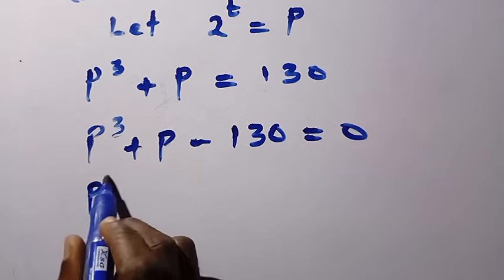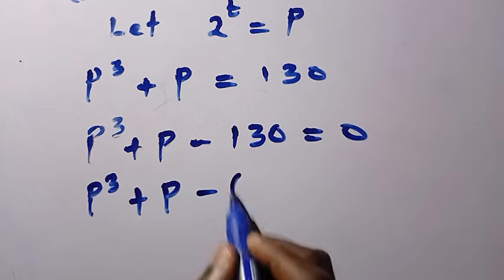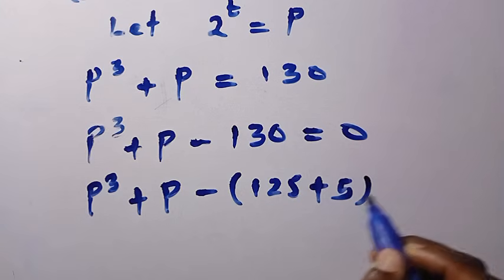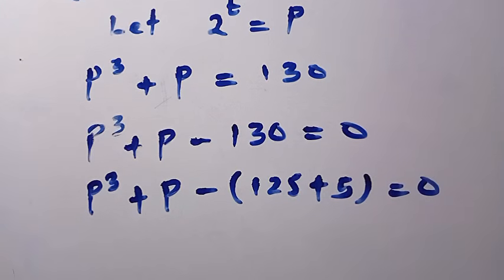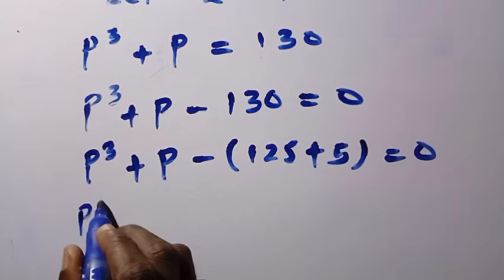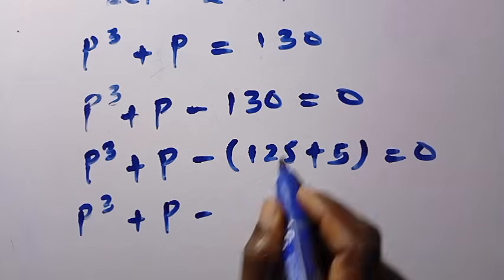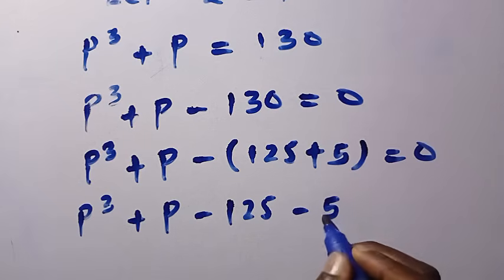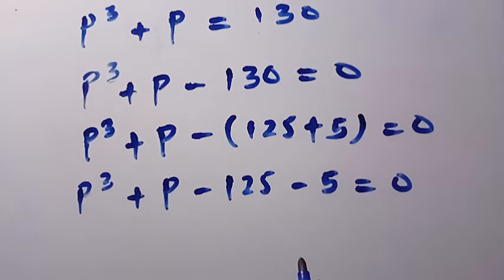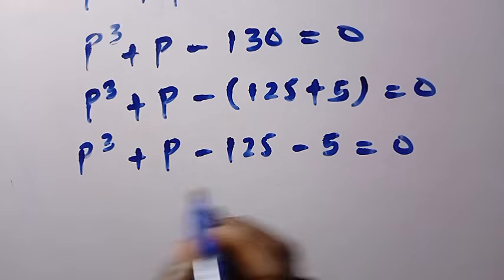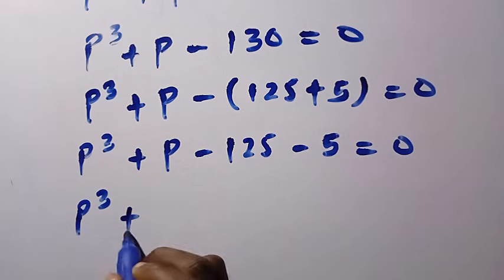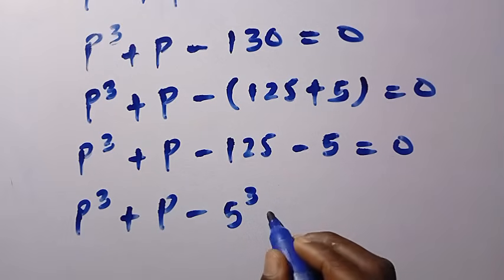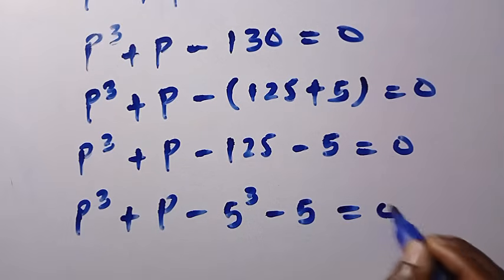Suppose I break this 130 as the sum of 125 plus 5, and we are going to see the reason later. Here we have p^3 + p - 125 - 5 = 0. Then again we have p^3 + p, where 125 is 5^3, minus 5 equals 0.